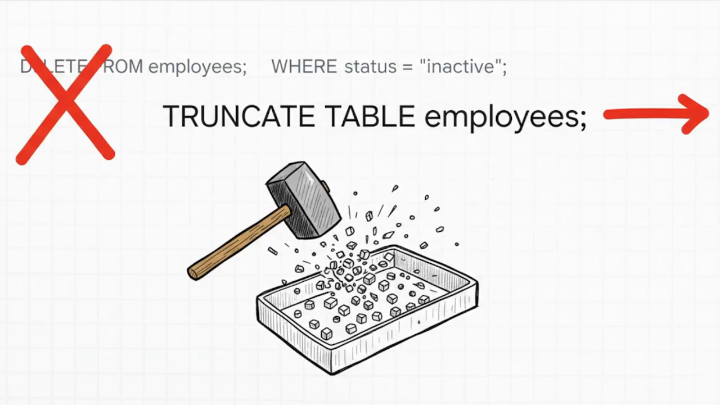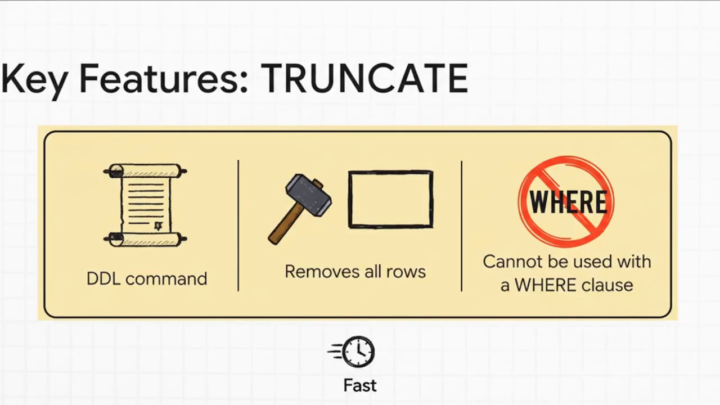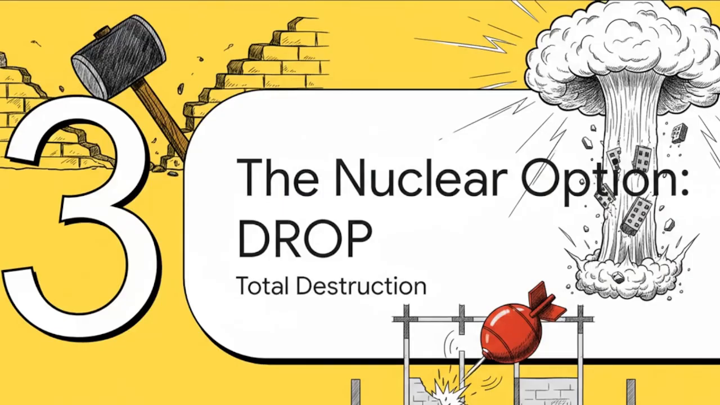Notice what's missing? There's no where clause. You don't get to pick and choose. Truncate is all or nothing, every single row. Gone. So, to sum it up, truncate is a DDL command, it's lightning fast, and it takes no prisoners. It wipes all the data from the table, but, and this is important, it leaves the empty table structure behind, ready for new data.